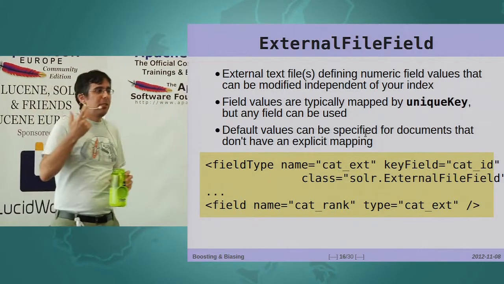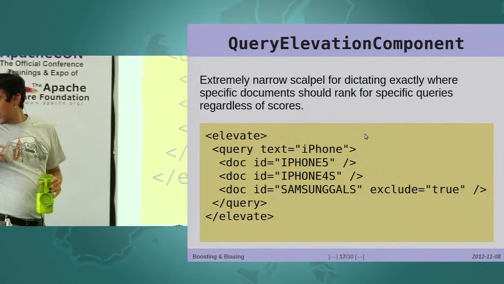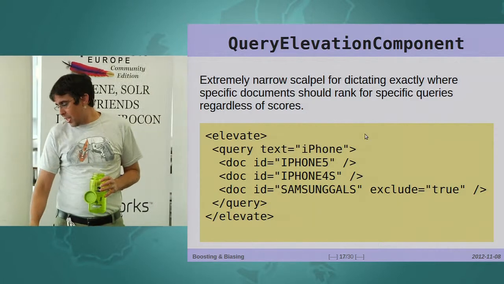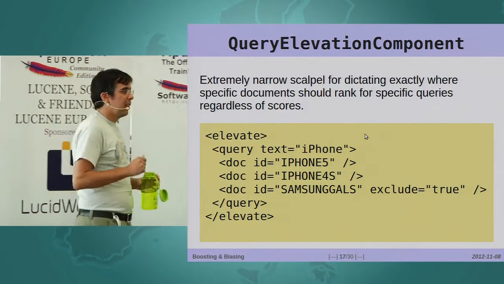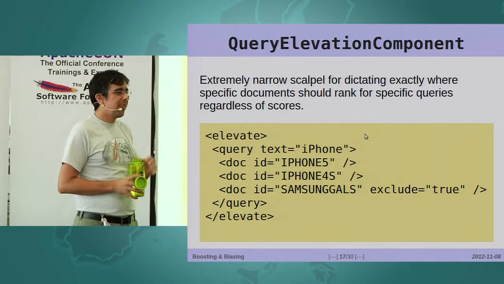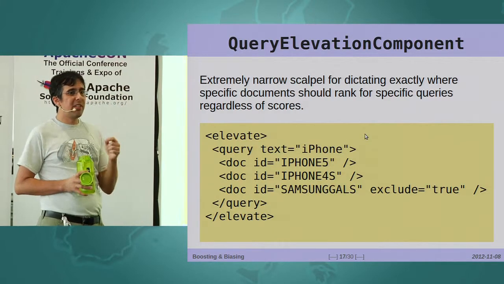The last example I want to give of how Solr lets you apply your domain knowledge is something called the QueryElevation Component. This is really a scalpel. It doesn't help in every situation. What this really helps with is very fine-grained control of very specific searches.